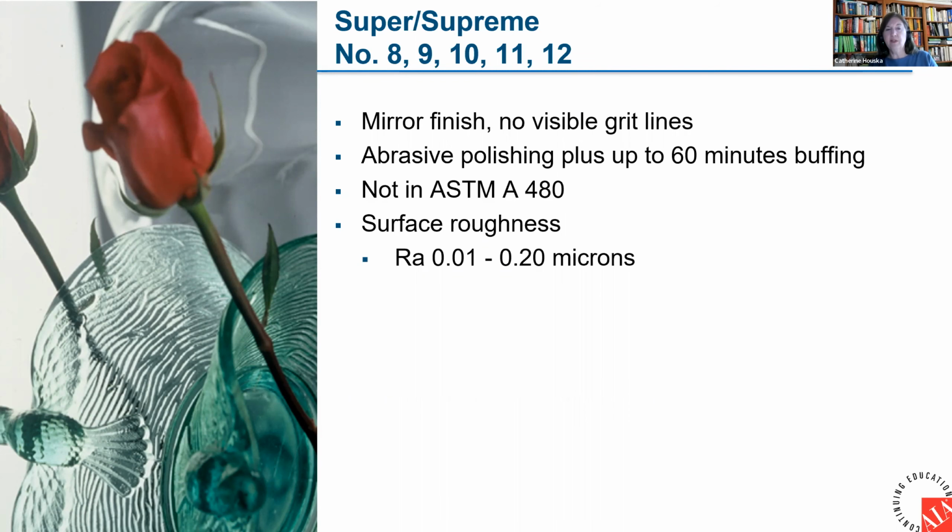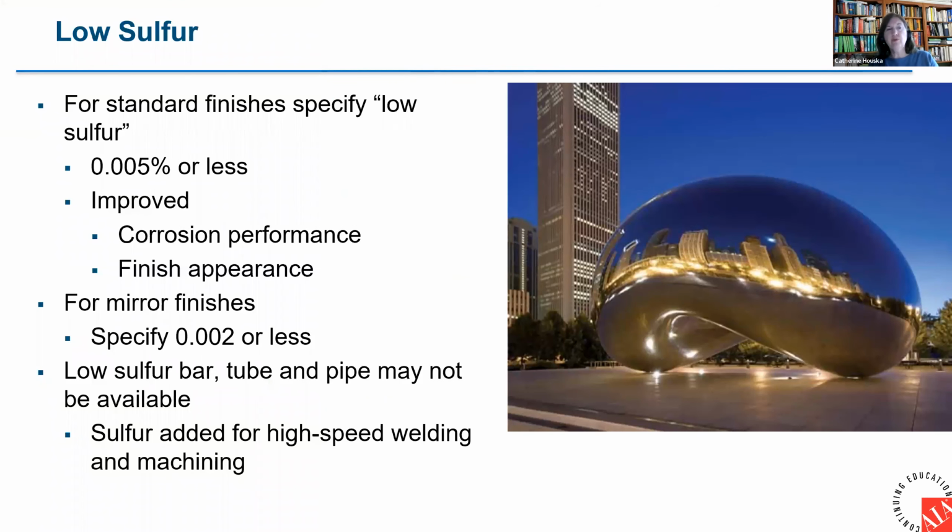for some aesthetic applications. Low sulfur is important for 2 reasons. First of all, corrosion performance, and second of all, finish. So those sulfides on the surface, if not removed by passivation, can be places where corrosion occurs. Additionally, if you're polishing to a high level, a mirror type finish, if it's a higher sulfur stainless steel, you can see little pits where the sulfides were pulled out, which is undesirable.